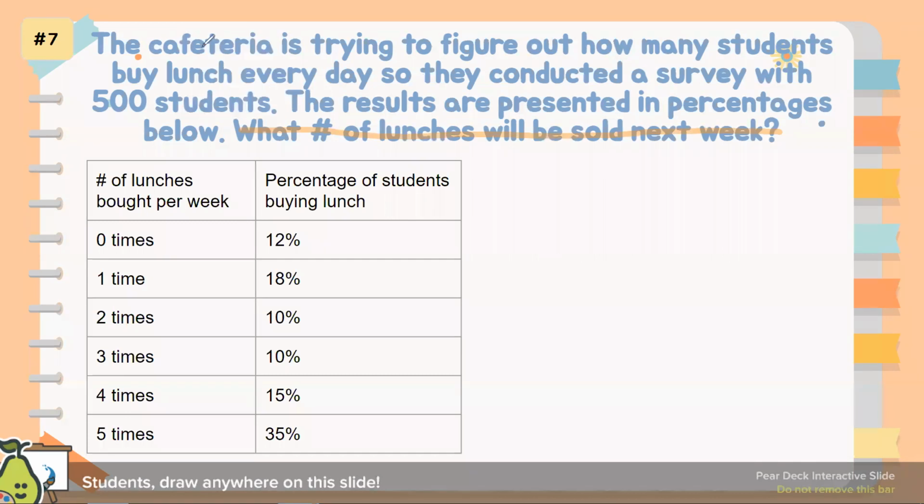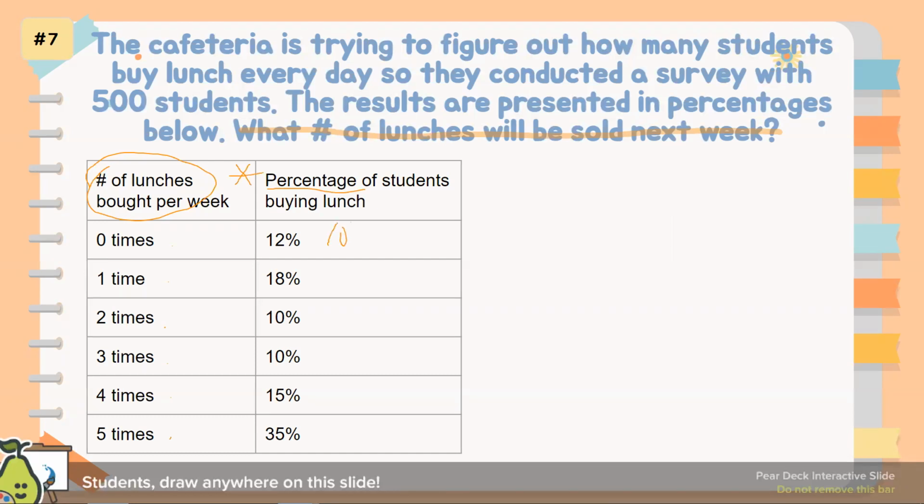Let's look at our table. We can see that the number of lunches per week is 0 times, 1 time, 2 times, 3 times, 4 times, and 5 times. And then they just give percentages of students that are buying lunch. So if we're going to figure out what number of lunches will be sold, we need to figure out how many are being sold in general based on these percentages. So to figure out how many are being sold, I'm going to take the number of lunches bought per week and multiply it by the percentage.